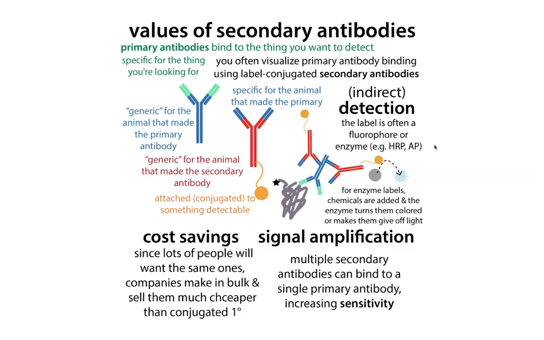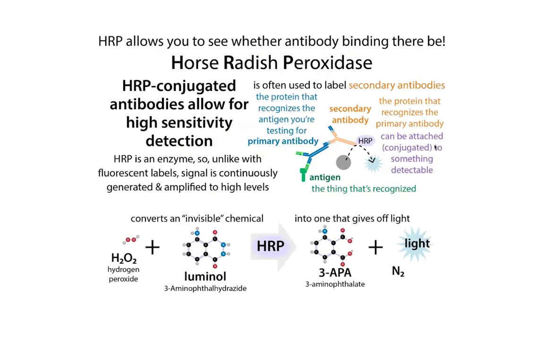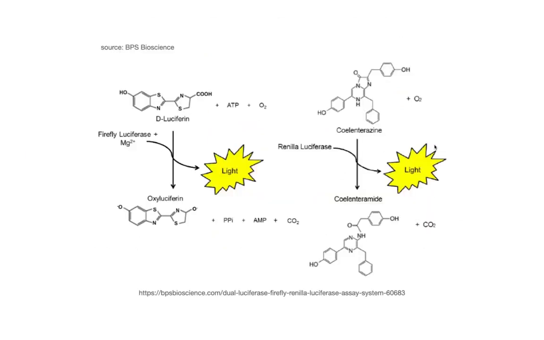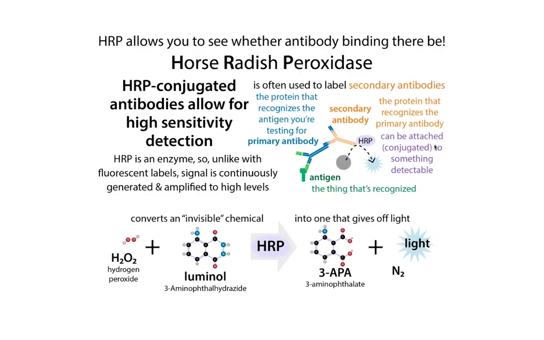A couple of common forms of bioluminescence that you might come across are HRP, horseradish peroxidase, as well as various sorts of luciferase. So you might see firefly luciferase, you might see renilla luciferase. What these have in common is that there's some kind of boring chemical that you add that the enzyme is then going to convert into a form that gives off light. And the giving off of light, you'll be able to detect.